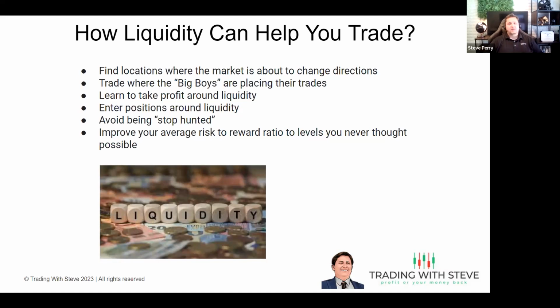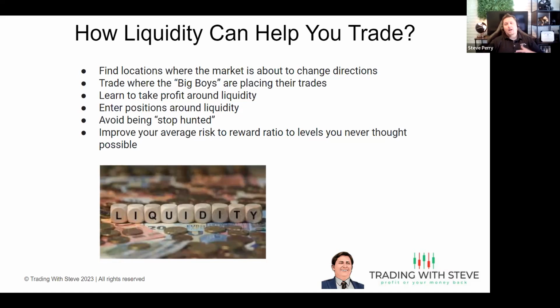So this practice is perhaps the best thing to understand, in my opinion, in order to avoid that phenomenon that a lot of retail traders talk about. It'll also help you improve your average risk to reward ratio to levels you never thought possible.